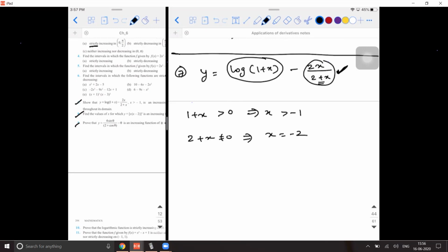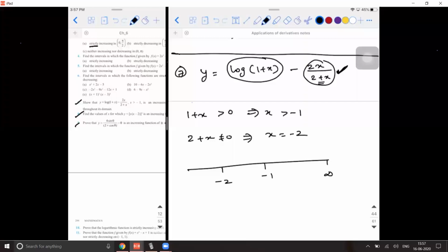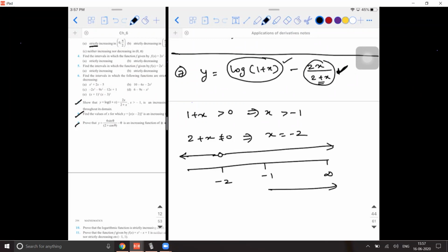So what should be the domain then? Here minus 2, minus 1, infinity. What should be the domain then? The rational function is saying it can take any real number except minus 2. Except minus 2, it can take any value. And log of 1 plus x is telling it can take any value from minus 1 to infinity. So what is the common area? This is the common area. So when you take the common area, x belongs to minus 1 to infinity.